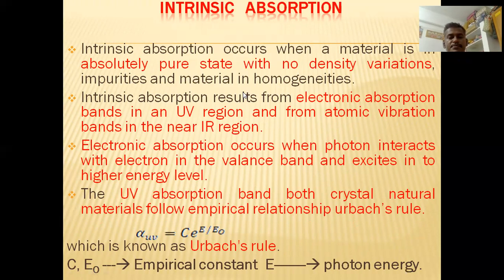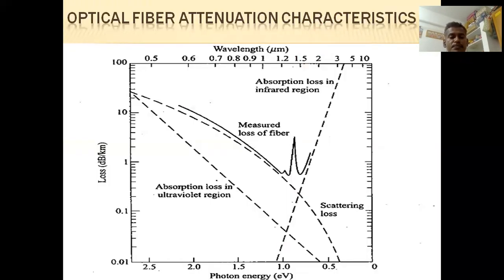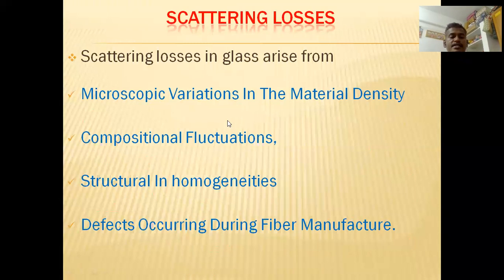Next one is intrinsic absorption. Intrinsic absorption occurs when the material is in an absolutely pure state. Due to this pure state of the fiber optical cable, UV absorption occurs, and the light signal is absorbed. Second one is scattering losses in fiber optical cable. Scattering losses arise from microscopic variations in material density, compositional fluctuations, structural inhomogeneities, and defects occurring during fiber manufacture. These are some of the losses occurring in fiber optical cable.